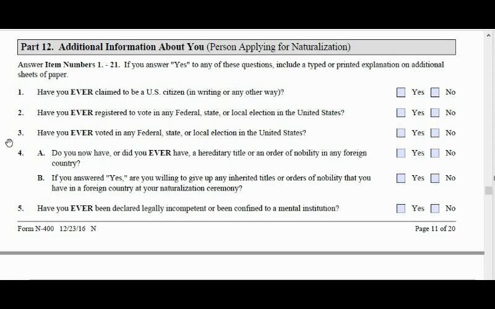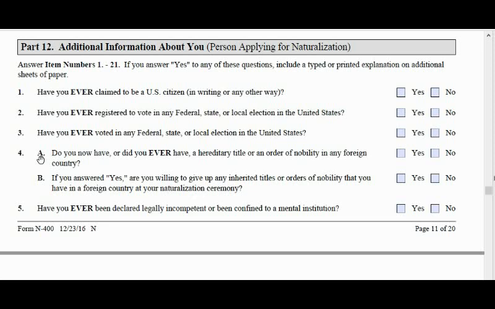Number three: have you ever voted in any federal, state, or local election in the United States? It's about elections. Again, if you've done something like that, then you check yes. If you haven't, then you check no. On number four, 4A: do you now have or did you ever have a hereditary title or an order of nobility in any foreign country?